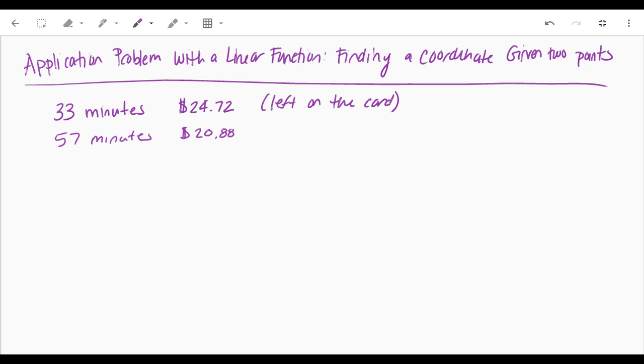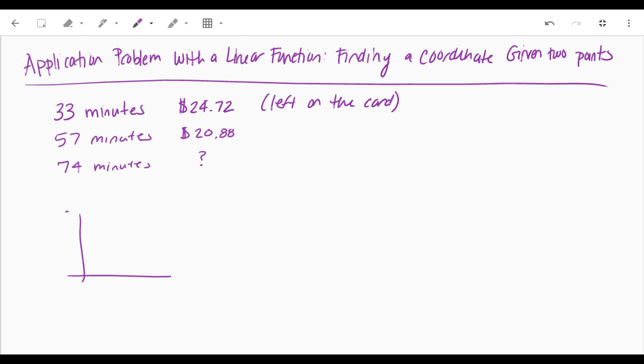Okay, so we're supposed to figure out what is the remaining credit after 74 minutes. We could do a little bit of guessing and checking here. You might be able to come up with something, but we're going to start by trying to make an equation. Think about how this model would look.